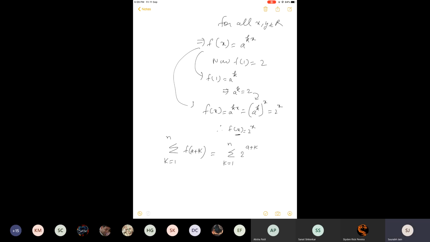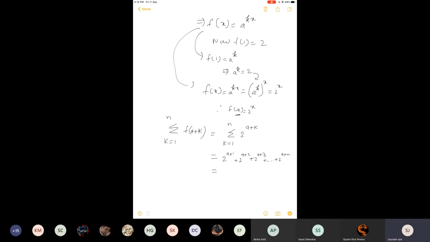Just put the values of k and you will get a GP actually. Put k equals 1, so this will be 2 to the power a plus 1. Then 2 to the power a plus 2. 2 to the power a plus 3. Sigma means addition and you have to put k till n. You should observe that this is a GP and you have to find the sum of the GP.